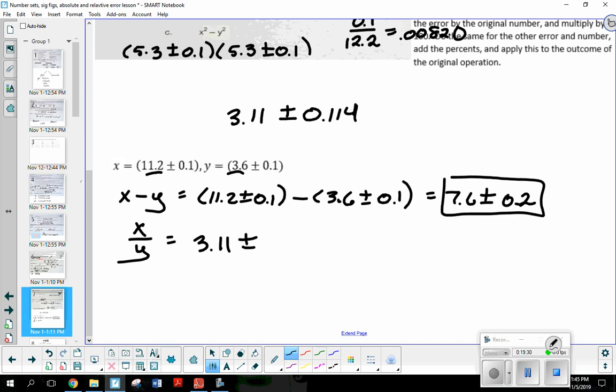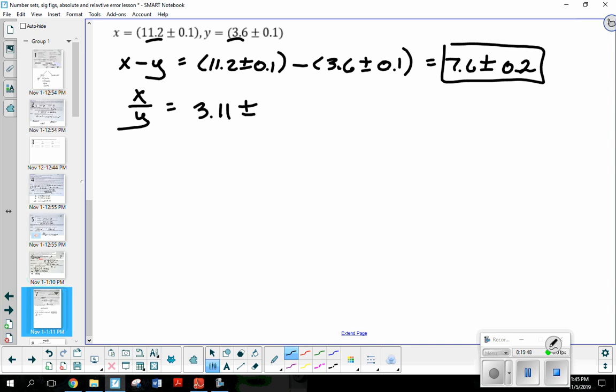3.11 plus or minus. Now's where you've got to do the extra work to figure out what the error would be if I were to divide with the original errors. So for each, I'm going to go ahead and find the relative error. So I'm going to take the absolute error, the 0.1, and divide it by the 11.2. Then I'm also going to find the relative error for the other one, 0.1 divided by 3.6.